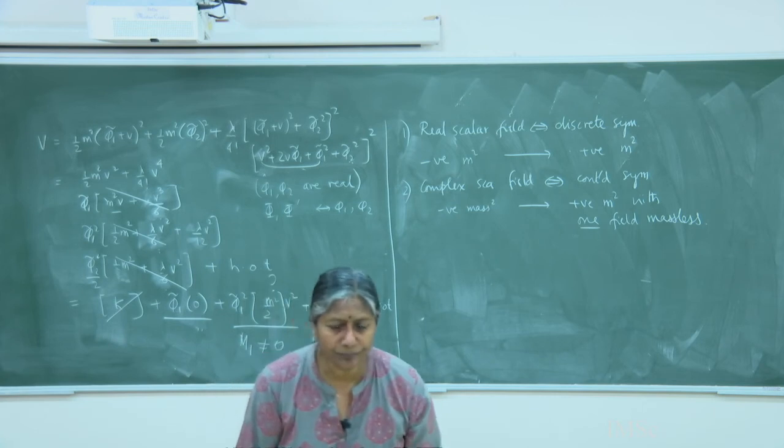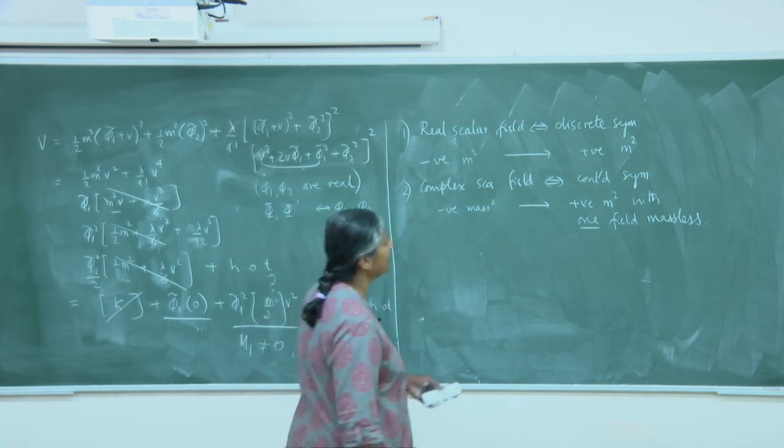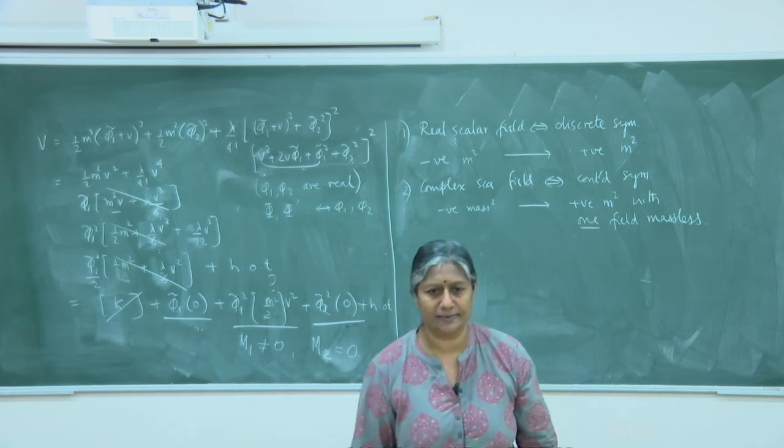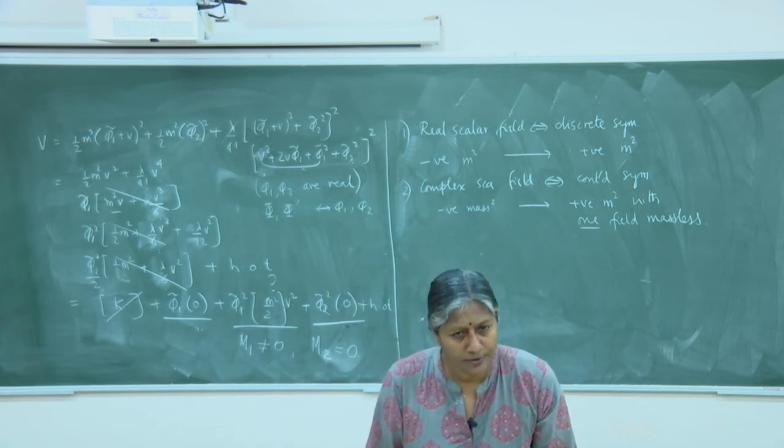Is it clear? I mean, positive meaning, 0 is also positive, right? So both are positive mass squared, but in particular, one is massless. Okay?